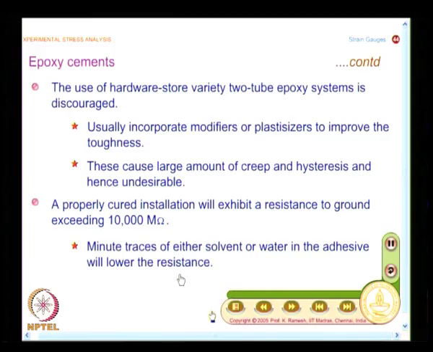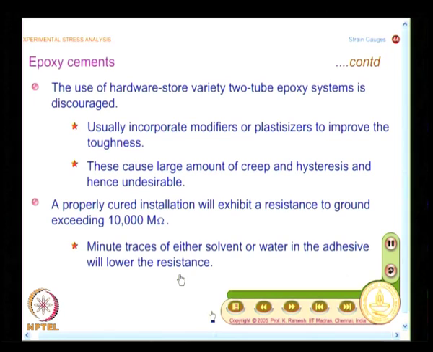So, this is a check after installing the strain gauge; you also ensure before you make the measurement that the resistance to ground is very high. In fact, you need special meters to measure this, which are also supplied by the strain gauge manufacturer. You can't use your multimeter, you cannot measure this, you have to have a special meter, because this has to be measured with sufficient accuracy, and that kind of meters are also available from the strain gauge manufacturer.